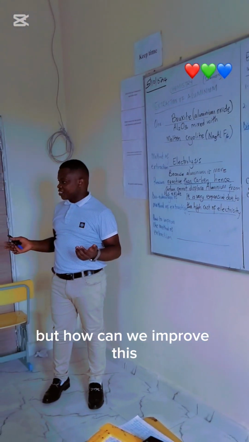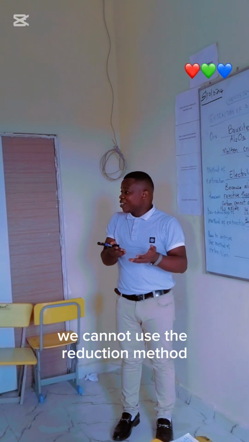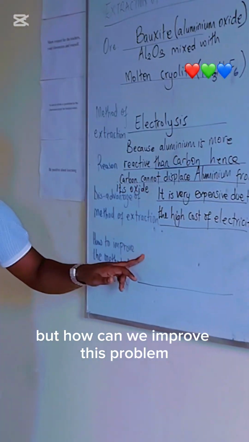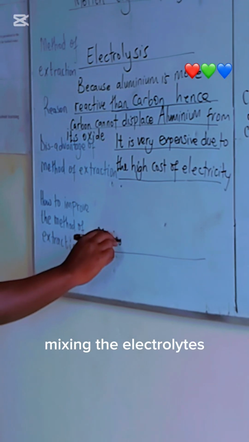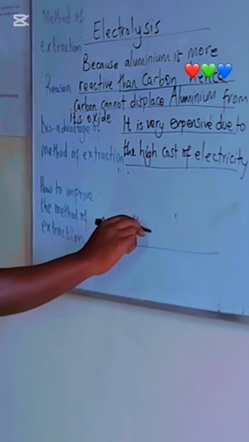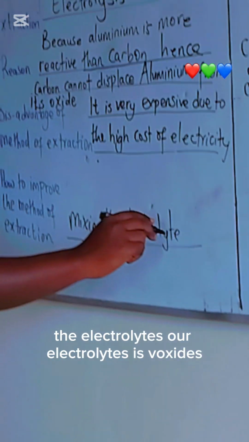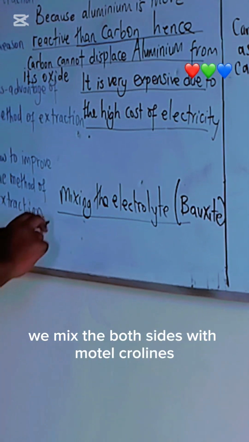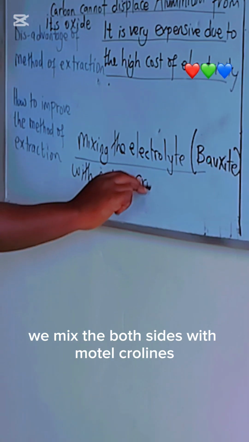But how can we improve this? Because it's the only option we have. We cannot use the reduction method. We have chosen to use electrolysis. But how can we improve this problem? By mixing the electrolyte. Our electrolyte is bauxite, aluminium oxide. We mix the bauxite with molten chloride.